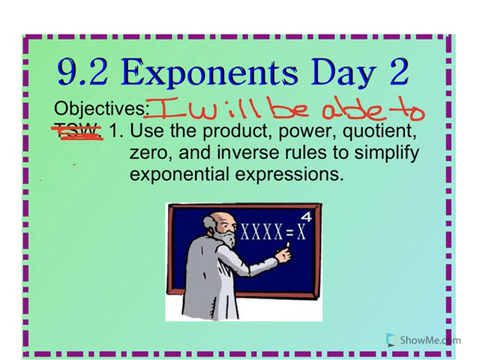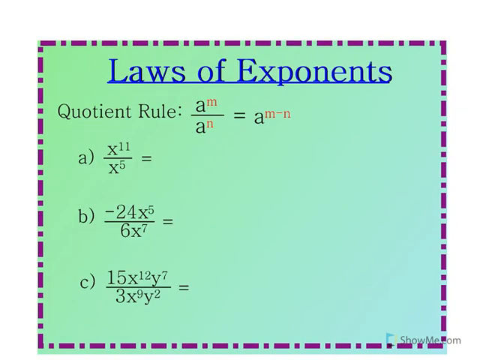Now, yesterday or the day before, we went over the product rule and the power rule. What you're going to see new today is we're going to look at the quotient rule, the zero rule, and the inverse rules. Now, the good news is you've actually seen two of the three of these already in Unit 7, but they're going to come back at a much deeper level today. Once you have your objective, go ahead and move on.